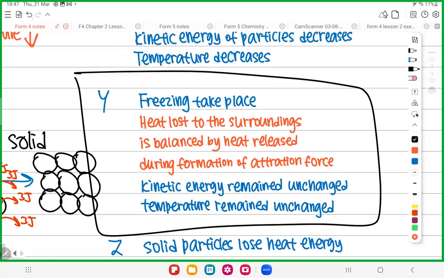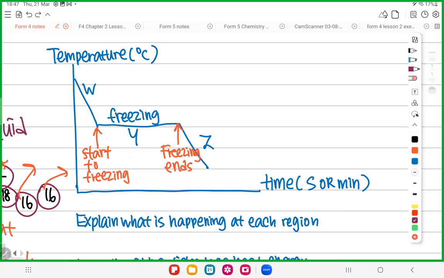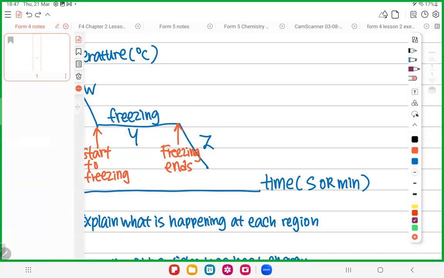Okay. So now, what is happening here? All right. So this is important. This is the freezing process. So we know during freezing, during boiling, during melting, during condensation, when we change from one state to the other, solid to liquid, liquid to solid, liquid to gas, gas to liquid, something like that, when we change the state, the temperature is always constant. So why is the temperature constant?